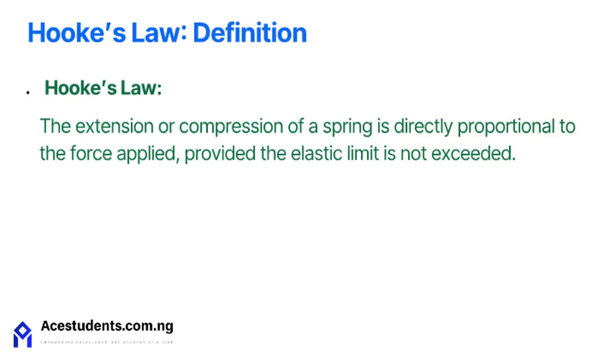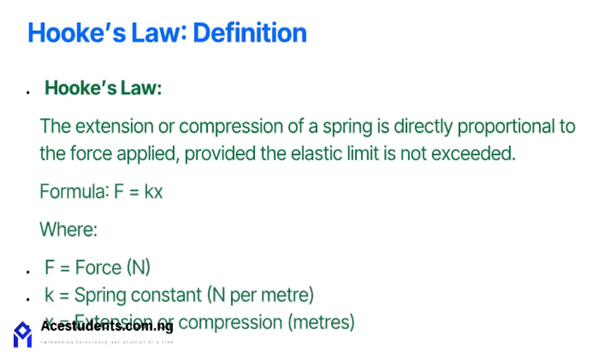Hooke's law tells us that the extension or compression of a spring is directly proportional to the force applied, but only if the spring is not stretched beyond its elastic limit. Mathematically, Hooke's law is expressed as F equals kx. F is the force applied in newtons, k is the spring constant in newtons per meter, and x is the extension or compression in meters.